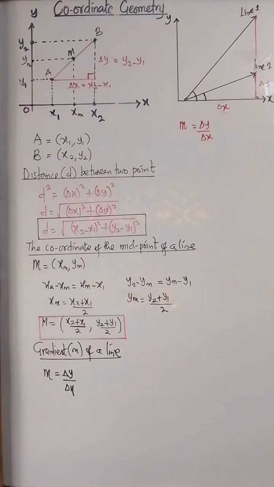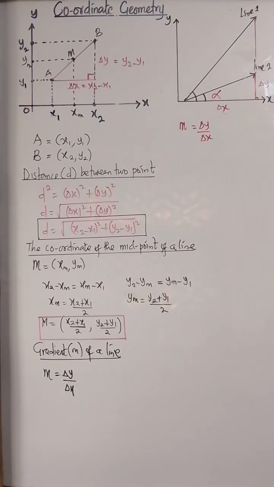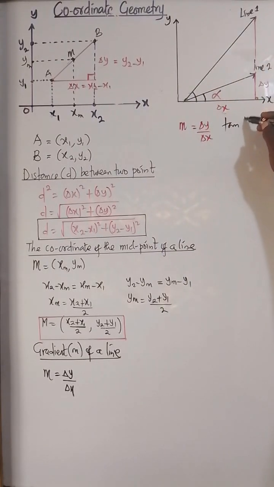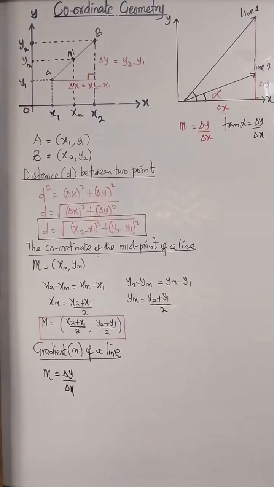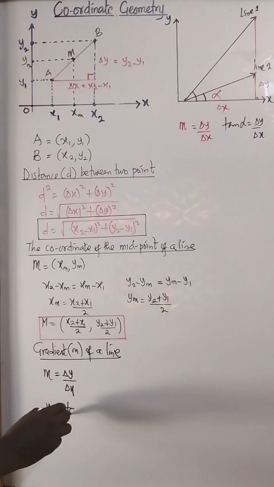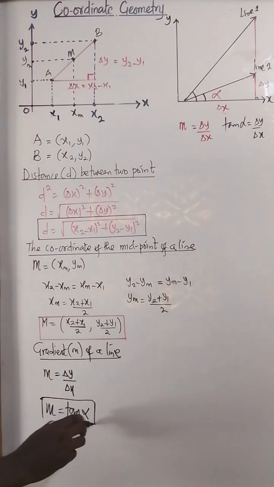Now, let's generalize. Suppose the angle this line makes with the horizontal is alpha. So we can say this is the opposite, and this is the adjacent. From there we can say tan alpha is the ratio of the opposite to the adjacent. The change in y over change in x is still the gradient. So the gradient of a line is the tan of the angle the line makes with the x-axis. This is a formula to calculate the gradient of a line.